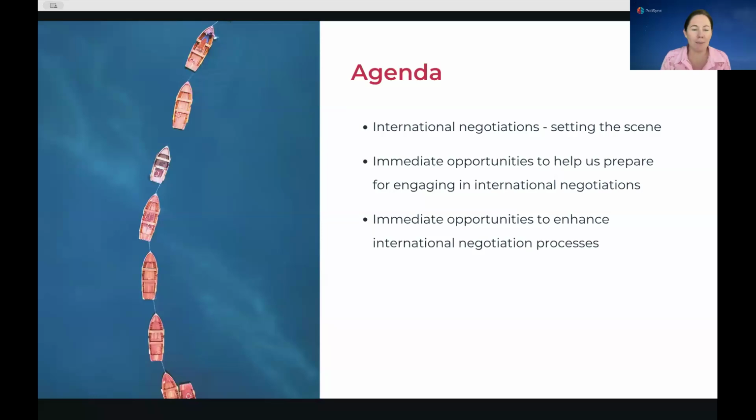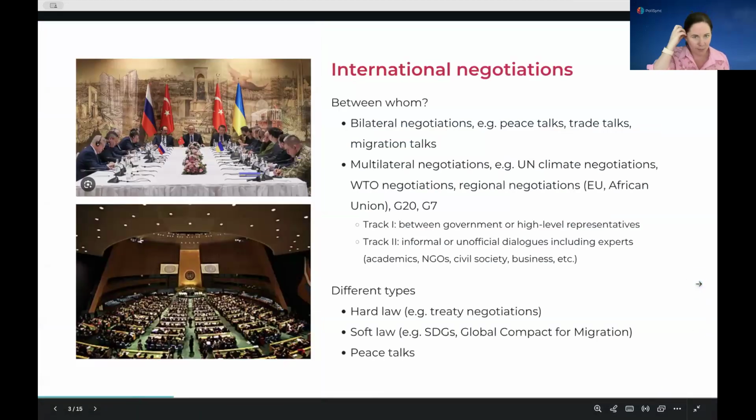I'm then going to touch on 3 immediate opportunities that I see from the work that I do in training people to engage in international negotiation processes and to try and advocate in those processes and influence those processes. I'm going to focus on 3 immediate opportunities that can really help us prepare for engaging in international negotiations better. I'm then going to shift the focus to look at international negotiation processes, specifically multilateral processes and the large United Nations style international negotiations, to see how AI might be able to help us actually enhance, make more efficient, and improve the actual dialogue process within international negotiations. So let me jump straight in.